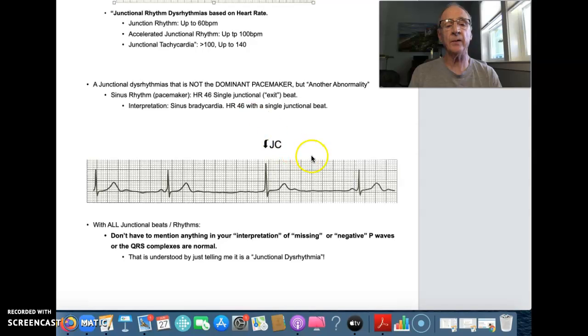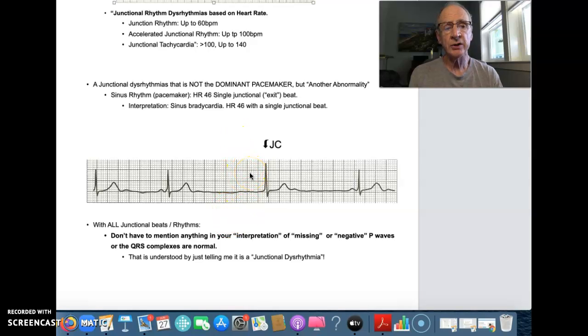And the third thing: is there anything abnormal in the strip other than the dominant pacemaker and the heart rate? And there is, and it's a junctional beat. It's an isolated, probably escape beat. The SA node wasn't doing its job, and so a backup junctional beat came in. We know it's junctional because there's no P wave. We know it's junctional because it also has a normal QRS.